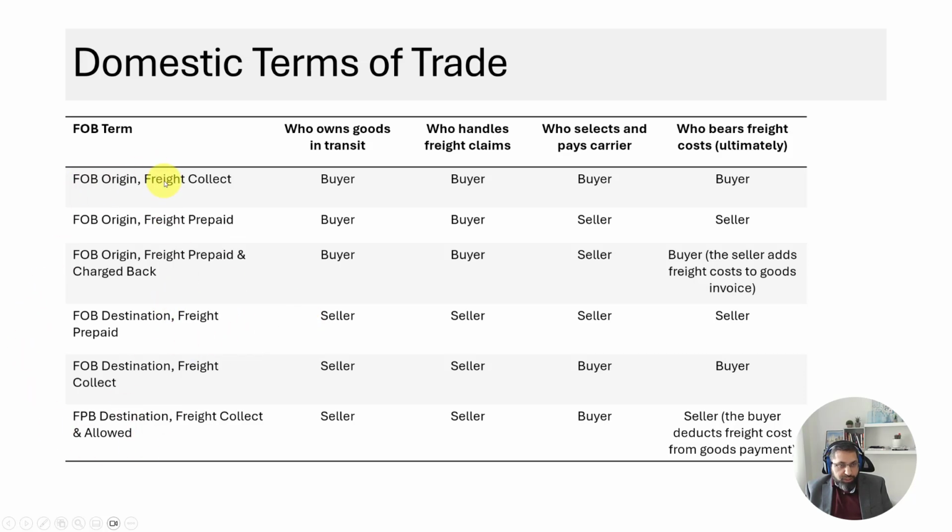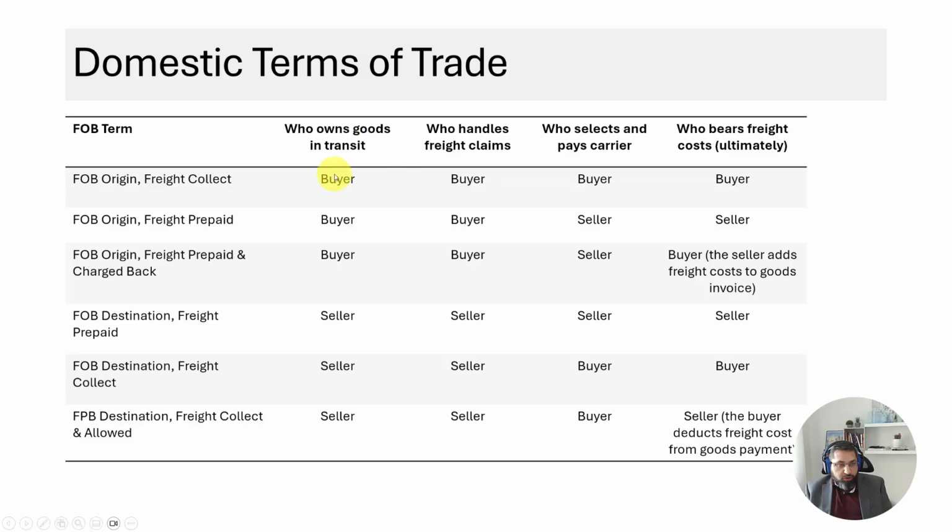You have FOB origin collect. You can ignore the term freight here. Some people just call it FOB origin collect. Some people call it FOB origin freight collect. Okay, so just to keep things short, I'm going to remove the word freight when I say it. I'm just going to say FOB origin collect, FOB origin prepaid, FOB origin prepaid and charged back. Okay, and then you have FOB destination prepaid, FOB destination collect, FOB destination collect and allowed. Okay. So these are the 6 FOB terms used in domestic trade.